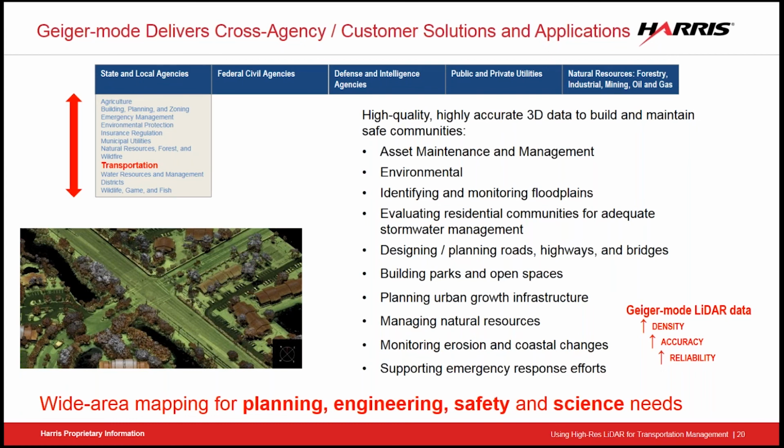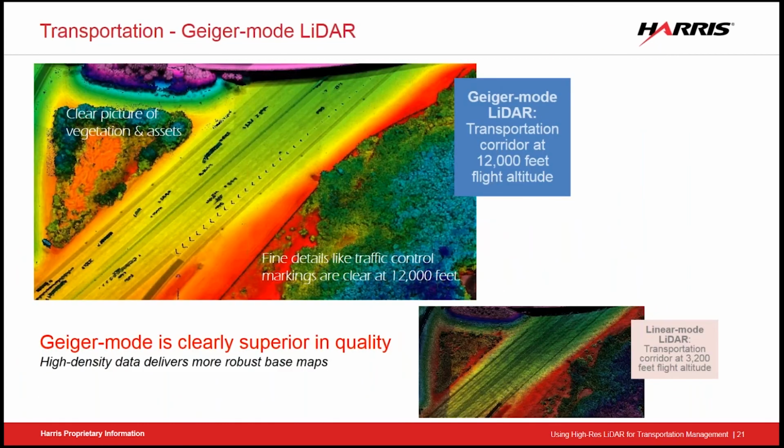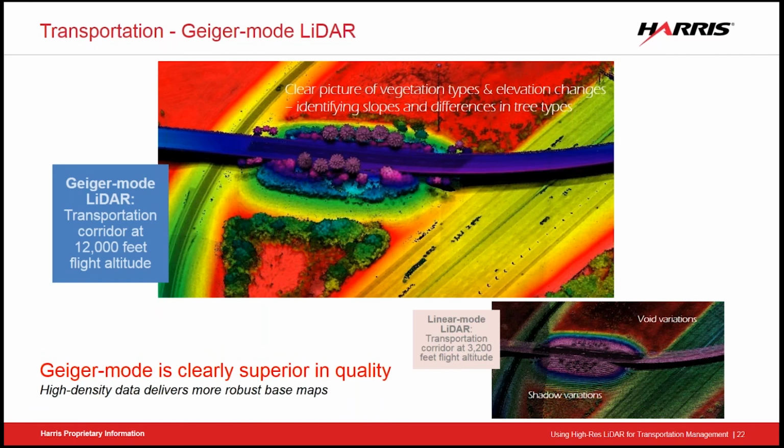This particular example gives you an indication that higher density does matter. The lower right here is linear at 32, and this is the same area collected at 12,000 feet with Geiger mode, where you're getting 20 points or better. Here's another example. It gives a clear picture of not only the quality, but the ability to resolve the features in that data set.